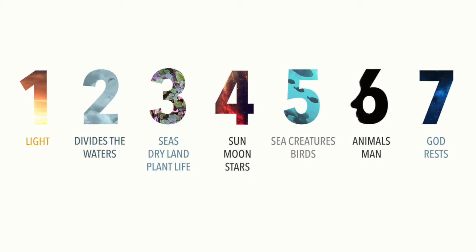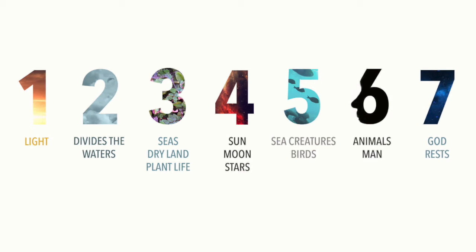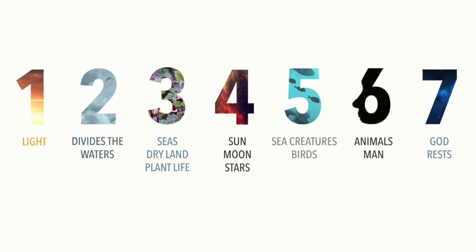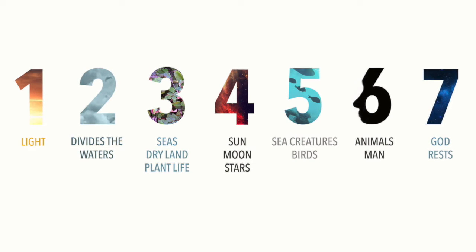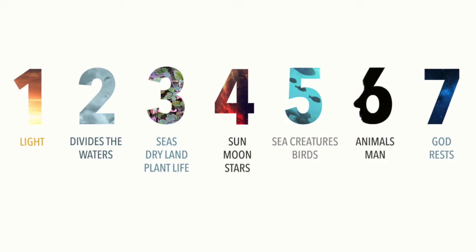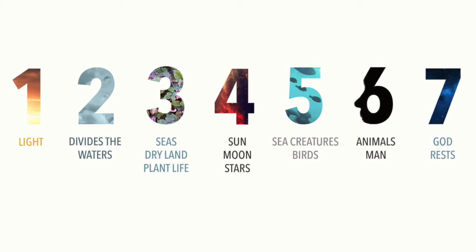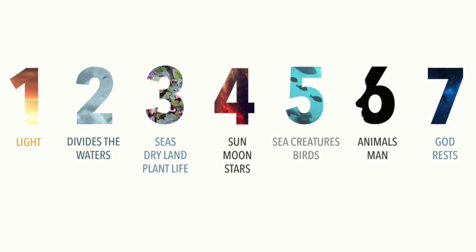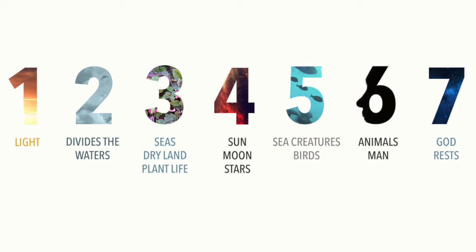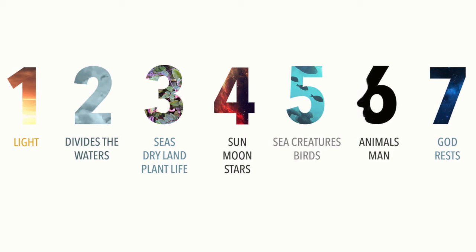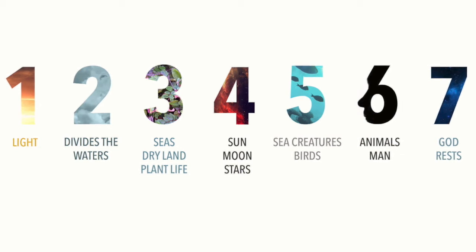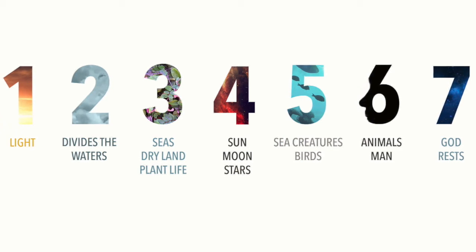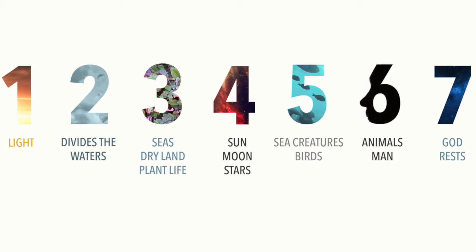On day number 5, sea creatures and flying creatures were created by God in Genesis chapter 1, verses 20 through 23. On day number 6, God created land animals and man himself. And that's found in Genesis chapter 1, verses 24 through 31. The Lord spent 6 days creating and reflecting on all that He had made, and that it was good. At the end of every portion of creation, it says, "And God looked at what He had made, and He saw that it was good."